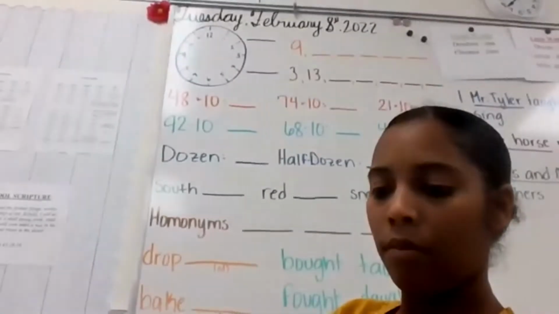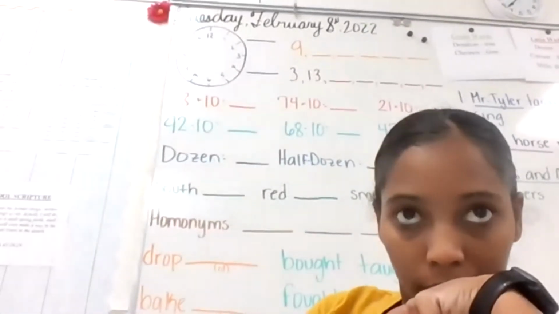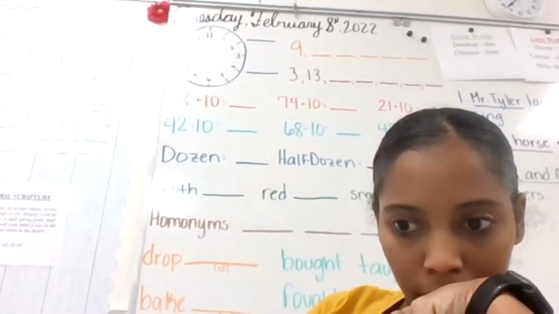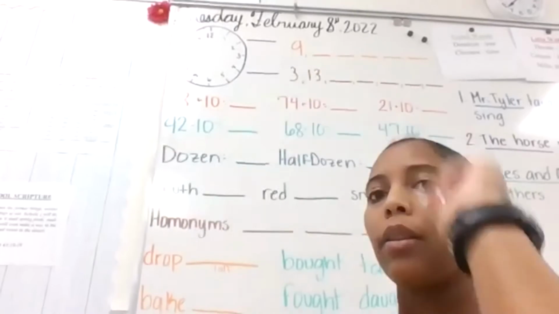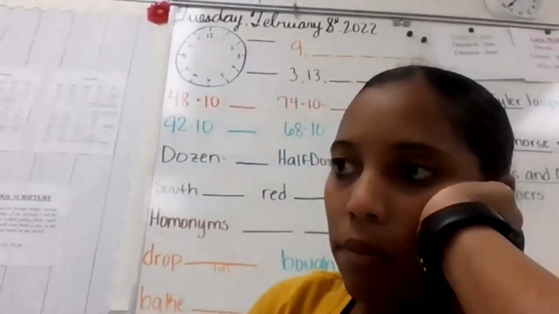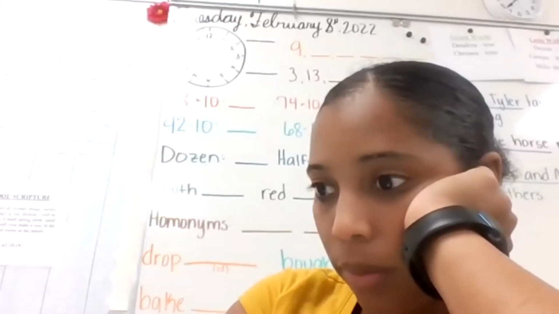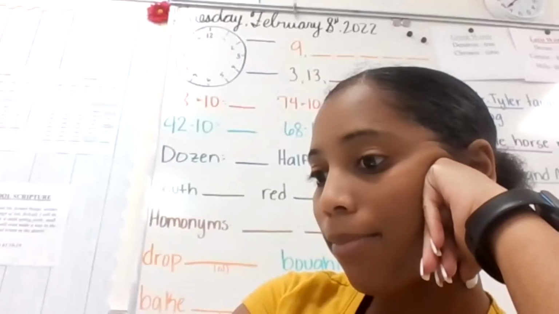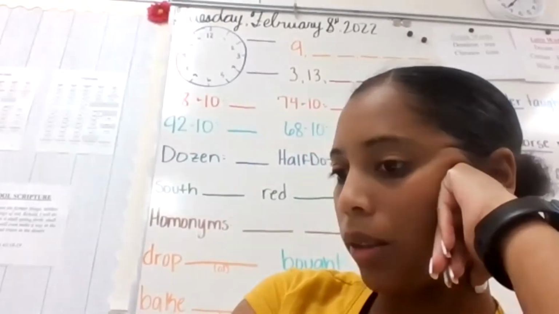Carson? I had 46 toys and my sister took 10, so I had 36 left. Good, okay, and Mariah? Shala had 46 candies and her sister took 10. Now she has 36. Okay, good.